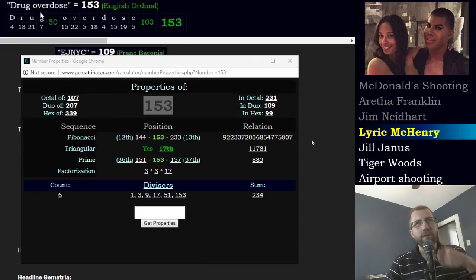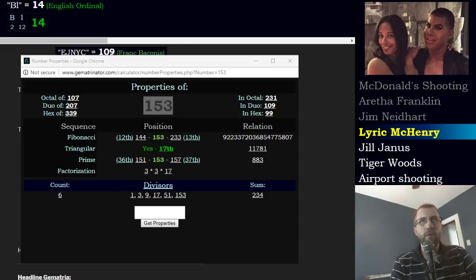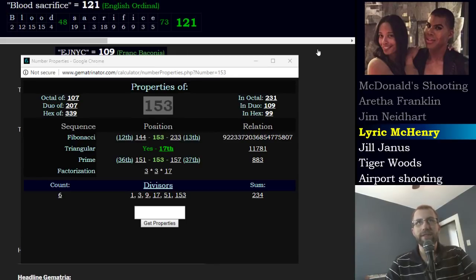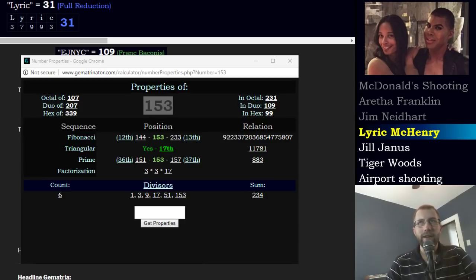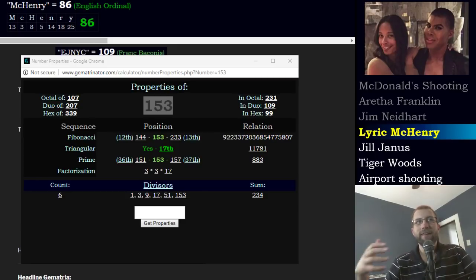All right, something else that's pretty interesting about this, right? I want to point out the gematria of blood sacrifice, 67 and 86 in reduction. These are the same numbers as human sacrifice, 67, 86 reverse. Lyric McHenry was born on 8/6, like 86. The name Lyric equals 67 ordinal, and then her last name, McHenry, equals 86, right? And now she's dead in a blood sacrifice ritual.